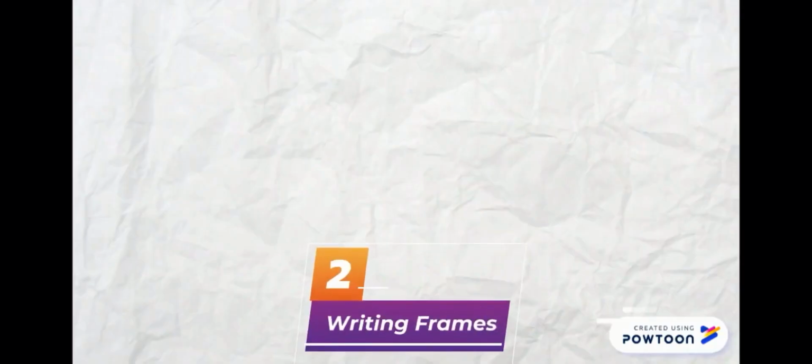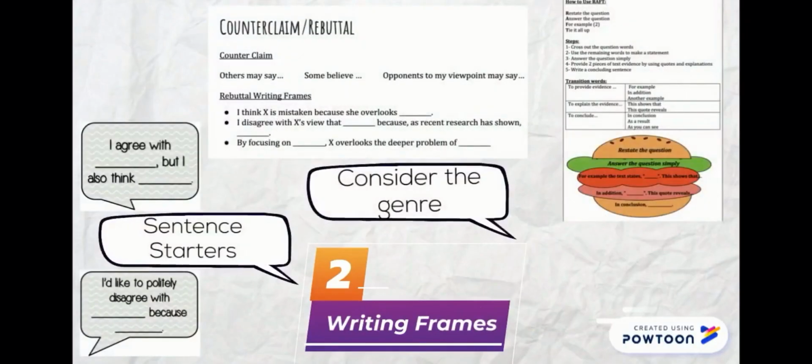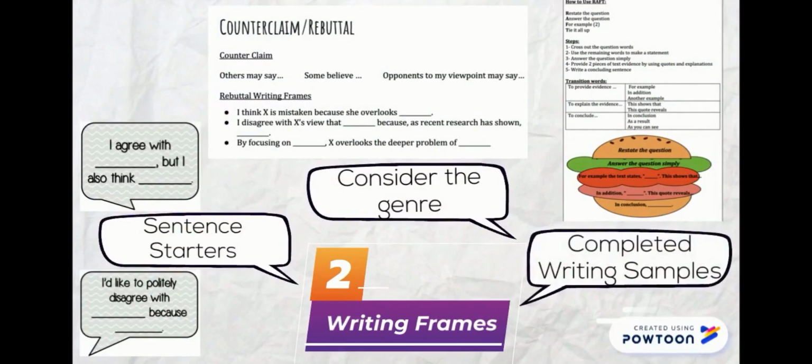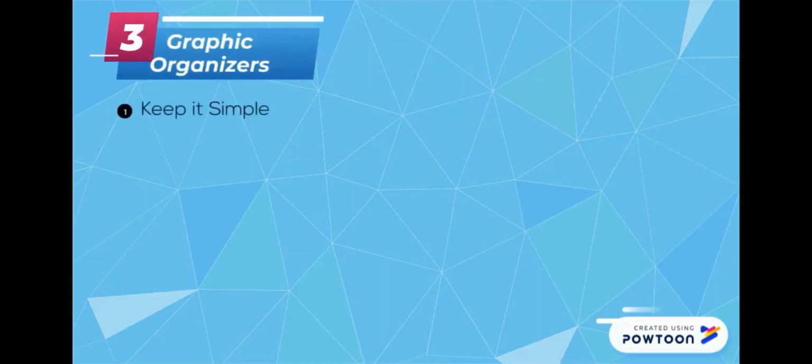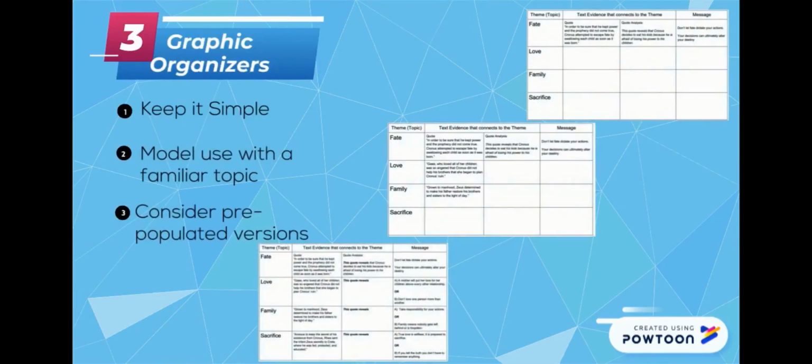Writing frames should be provided to students in order to participate in all activities. These frames should be teacher-generated and relevant to the current task. Providing samples allows for students to mimic sophisticated language and better understand expectations. Graphic organizers should be simple. Use something the students have seen before. Model using familiar content. And consider providing tiered versions where some boxes are pre-populated according to the student's proficiency levels.